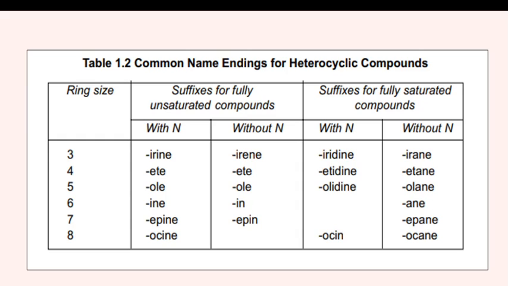So for an unsaturated compound, you have to give the suffix irine with nitrogen, and without nitrogen you have to give the suffix irene. Like that you have to give the suffixes for fully unsaturated compounds. Similarly, for fully saturated compounds with nitrogen and without nitrogen. For a 3-member ring, it is iridine with nitrogen, and irane without nitrogen. Similarly for 4-member, 5-member, 6-member, 7-member, and 8-member rings. You should follow this table while naming a heterocyclic compound.